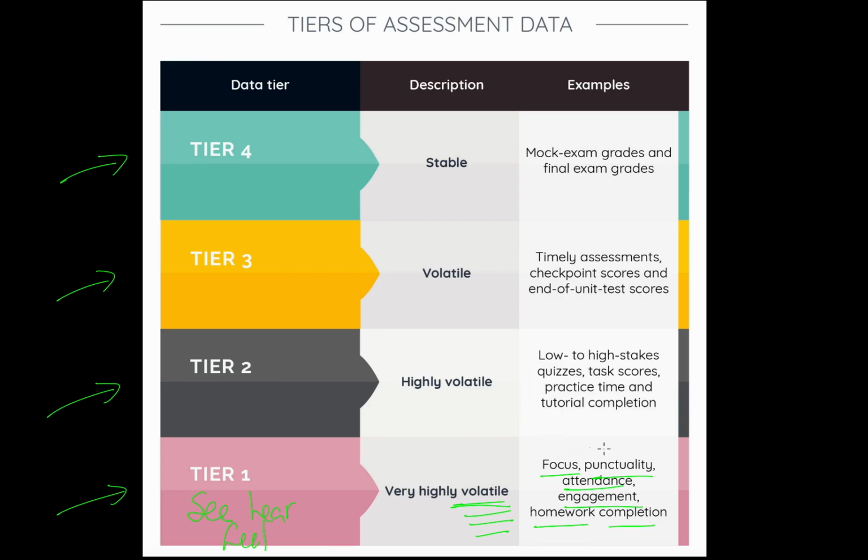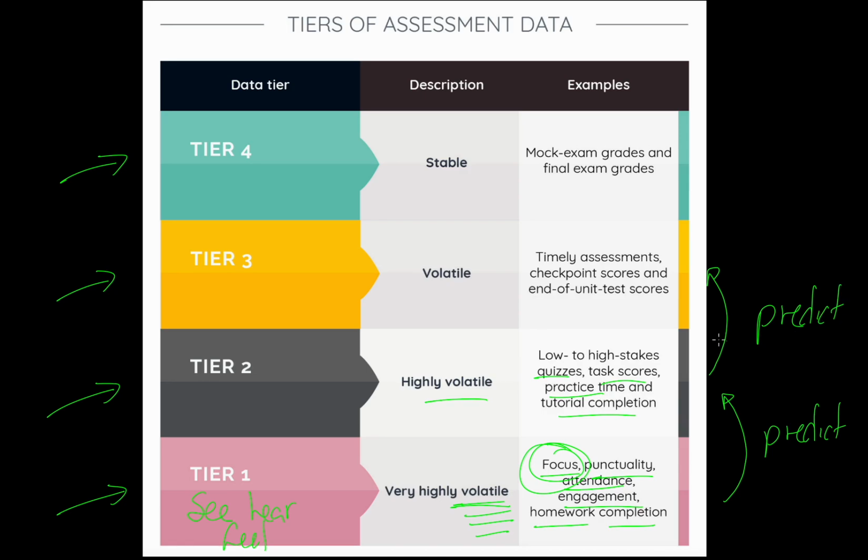Now, of course, these things are going to predict Tier 2 data. Tier 2 data, hard to say, is also very volatile. It's quiz scores. It's task scores like worksheets. It's practice time. It's taking a tutorial on everlearn.com and having the completion of that tutorial. Of course, if you're unfocused, this is going to be worse. If you're very focused, this is going to be better, right? Now, that Tier 2 data predicts for Tier 3.